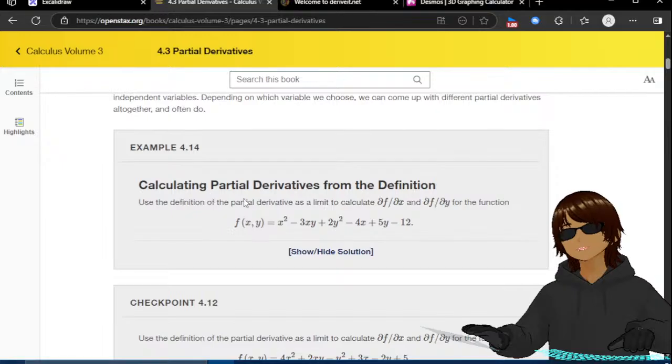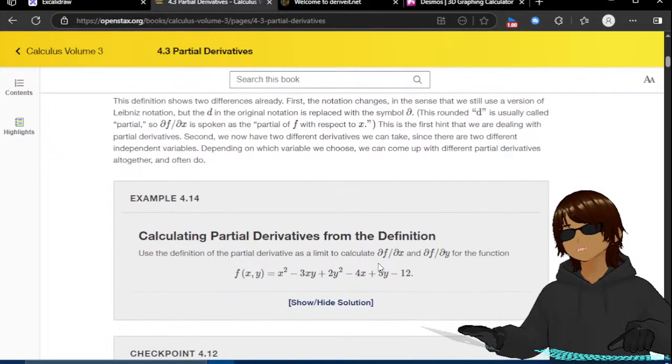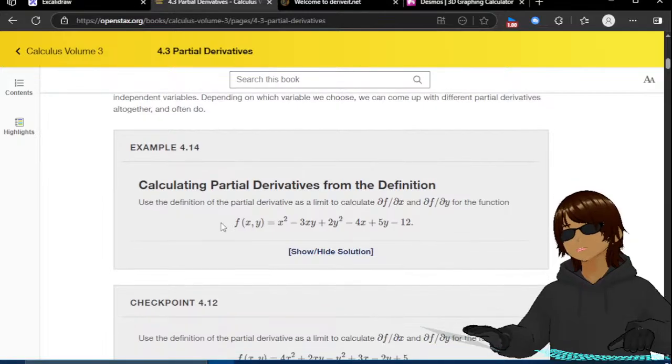Use the definition of the partial derivative as a limit to calculate the partial of f with respect to x and the partial of f with respect to y for this function.